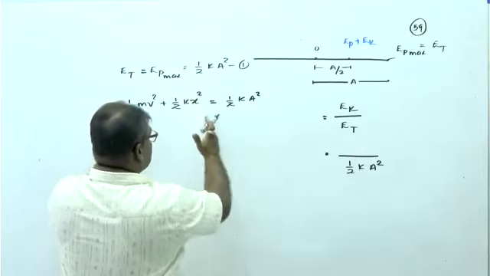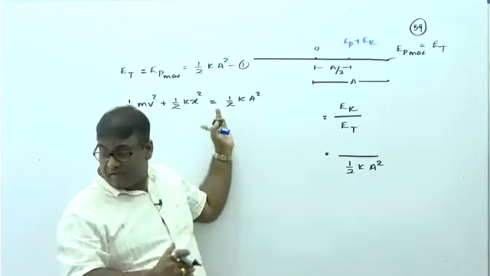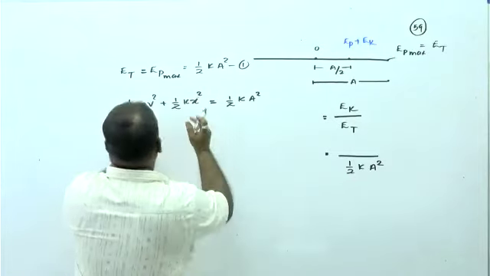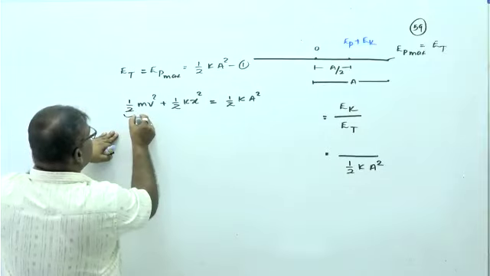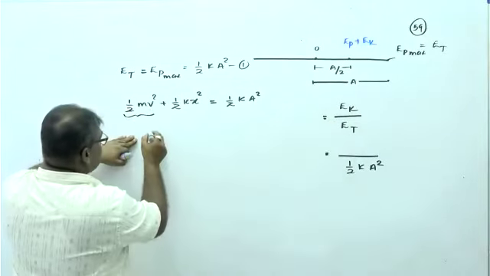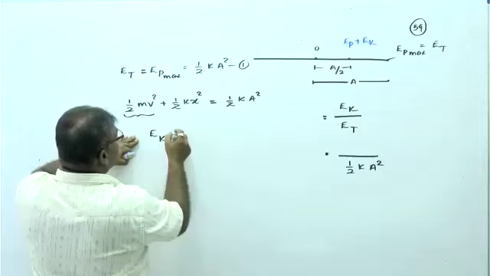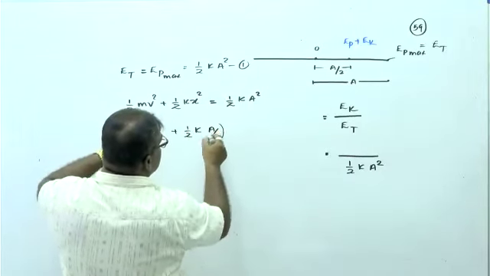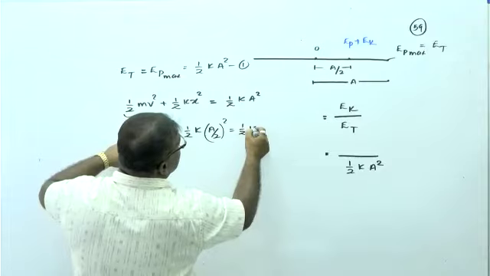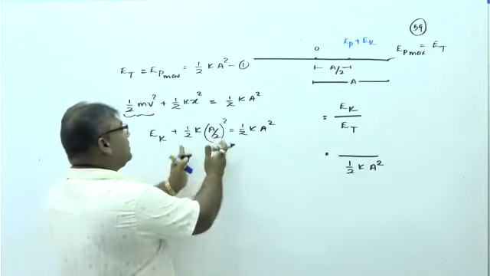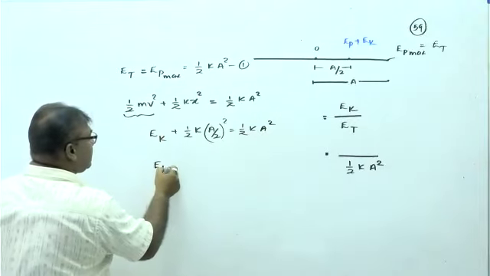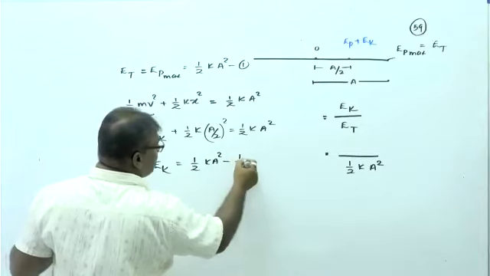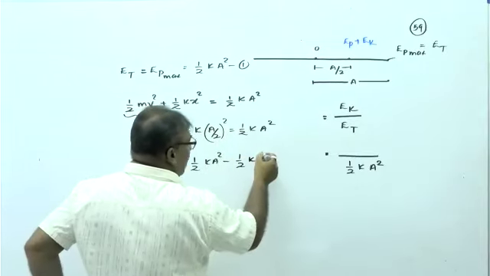This whole one should be equal to this one, that is conservation of energy of simple harmonic motion. Here you are given this one is the kinetic energy. Then put this value Ek plus half K, x is a by 2, that squared, equal half K a squared, right? Then take this function into the other side. Then kinetic energy becomes half Ka squared minus half Ka squared.